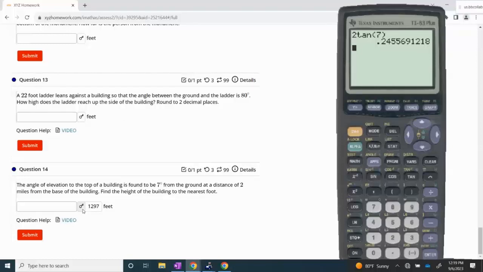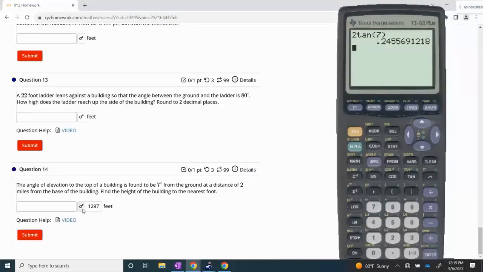I have 0.245 miles. I'm going to multiply that by a unit fraction. A unit fraction is a special form of 1, right? Anything over itself is 1. Since I want to convert from miles to feet, I'm going to put miles in the denominator and feet in the numerator. That way, when I multiply, my miles are going to cancel, and I'm left with feet.